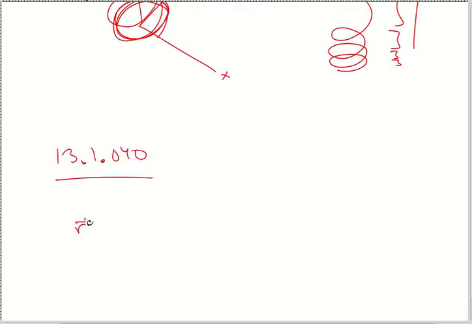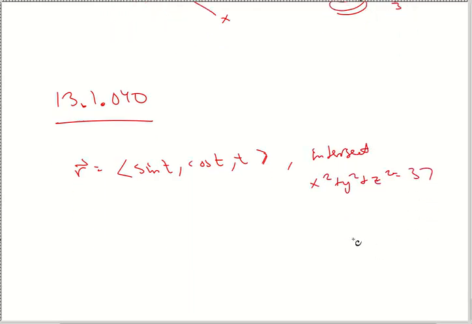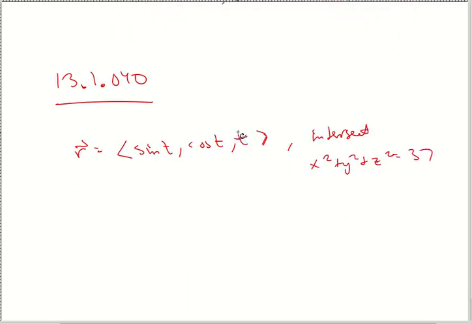13040. I've got R equals sine of t, cosine of t, t. And they're wanting to know, when does this intersect the x squared plus y squared plus z squared equals 37? Well, this is strange here. What is this and what is that and what are they doing?